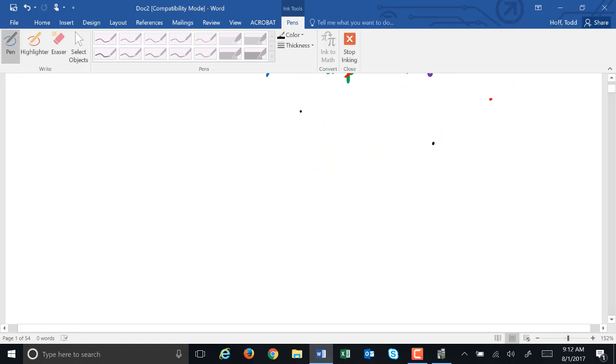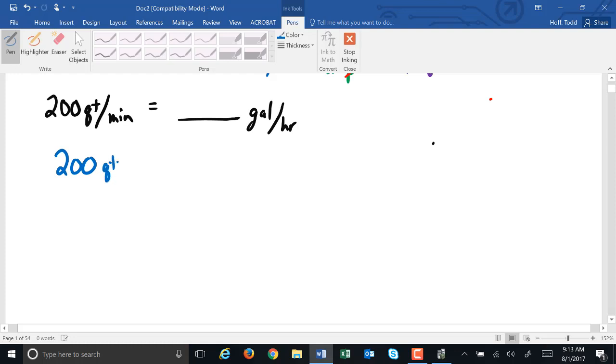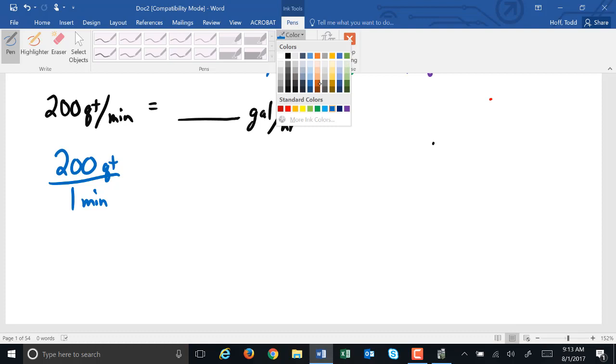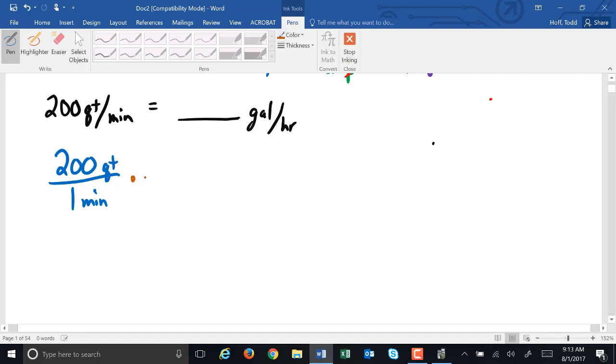We even had things like 200 quarts per minute. We want to convert that to gallons per hour. So I put 200 quarts over 1 minute. Remember, a rate really is a fraction. First thing I want to get rid of, I want to get rid of either quarts or minutes. I'll get rid of the quarts first. I'll put quarts on bottom.